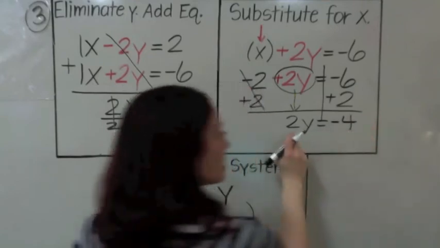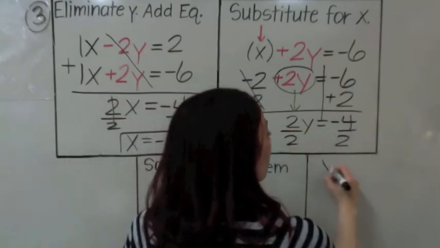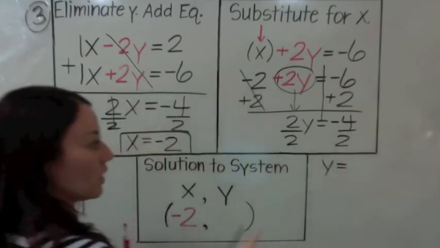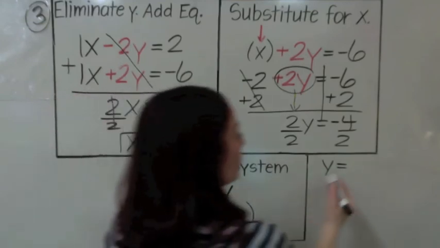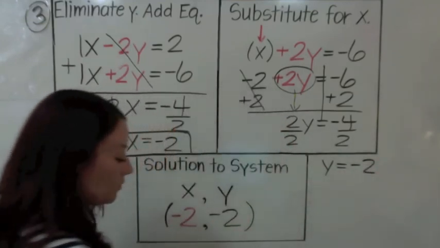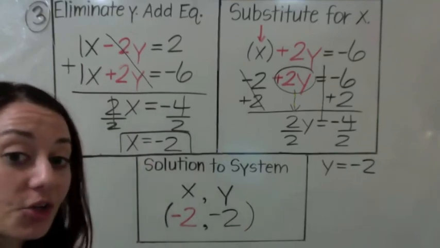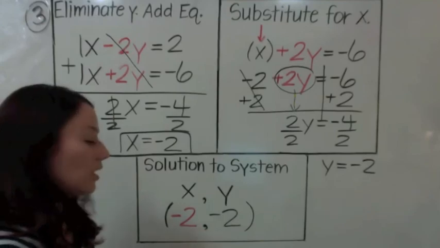So dividing both sides now by what? 2. Remember what y is going to be? What's a -4 divided by 2? We have it right here. Isn't it -2? So y is also -2. That means that these two lines are going to cross at the intersection, -2, -2.